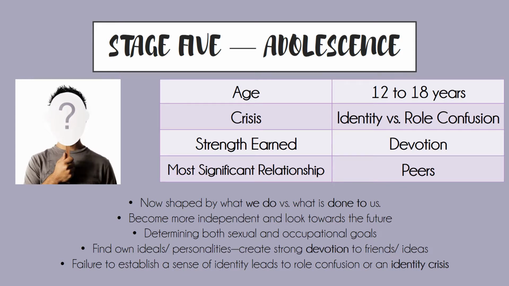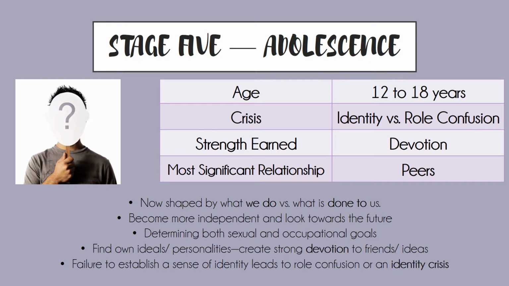Our fifth stage is the adolescent stage, which ranges from ages 12 to 18 years old, and our central crisis here is identity versus role confusion. This stage is different because we're now shaped by what we do versus what is done to us. We're starting to take that autonomy and independence from earlier stages and really make big decisions in our lives. Kids in this stage will become more independent. They're going to be looking towards the future, searching for their own identity, and trying to figure out their roles as adults. Who are they going to be when they grow up? They're also going to be determining sexual and occupational goals, trying to shape that future for themselves.